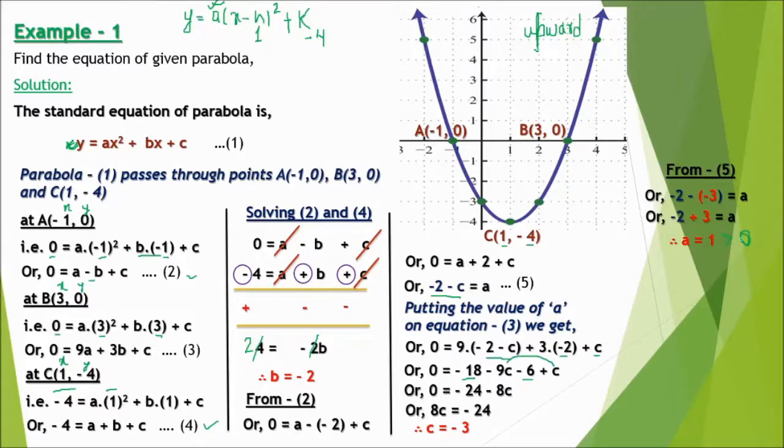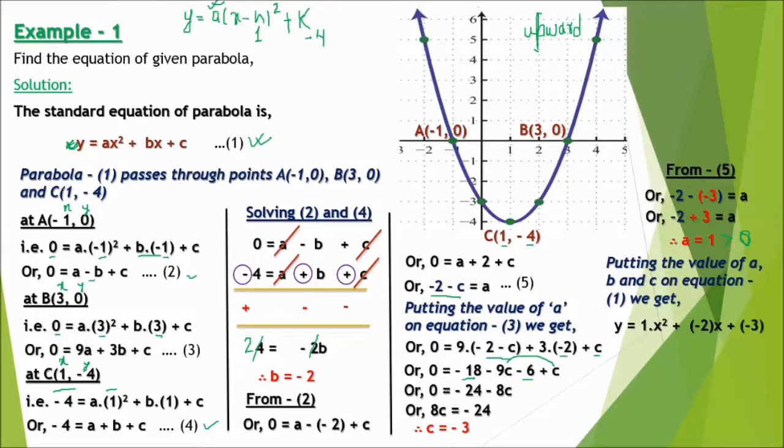So we have to put this value of a, b, c in equation 1. Equation 1 was sitting silently, now it is in action. y is equal to 1, it is the value of a, and you can see minus 2 is the value of b, and minus 3 is the value of c. On simplification, y is equal to x square minus 2x minus 3 is the required equation of parabola.